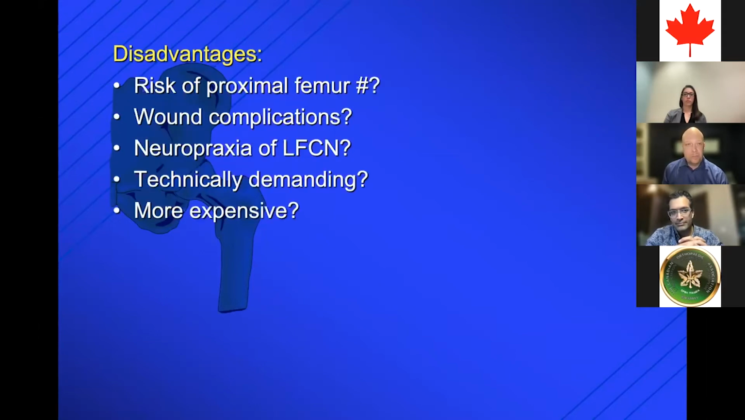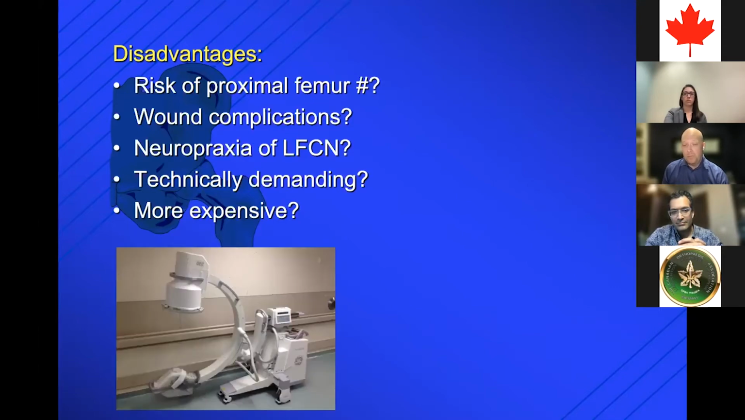We'll also look at the potential disadvantages. Is there a higher risk of femur fractures or femoral complications, more wound issues, lateral femoral cutaneous neuropraxias? Is it just harder to do and more technically demanding? And does it actually cost more in your operating room, even if it saves the overall hospital stay?